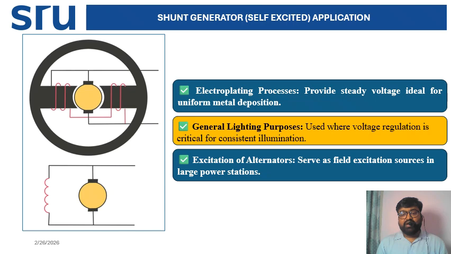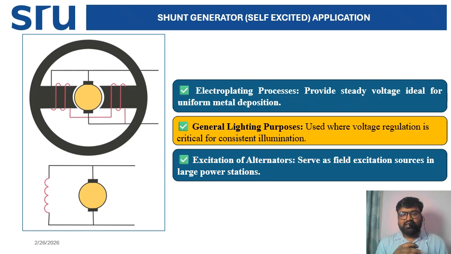If you want to do the electroplating process, then you can use the shunt generator. It is also used in general lighting, where voltage regulation is critical for consistent illumination, because in the shunt generator the voltages are equal. Many voltage fluctuations occur in such conditions, and many times you want to regulate the voltage, because otherwise the lights are sometimes blown up, sometimes down. In that condition, we can use the shunt generators.